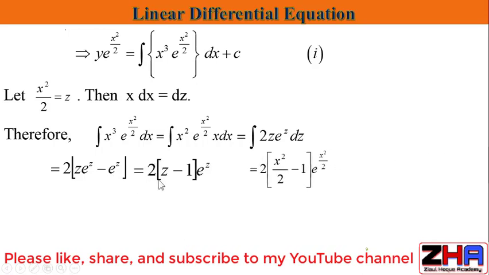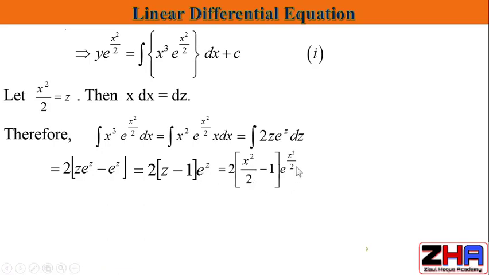equal to 2 into (z minus 1) e raised to the power z, equal to 2 into (x square by 2 minus 1), because z is equal to x square by 2. By substituting this value in place of z, we have 2 into (x square by 2 minus 1) e raised to the power x square by 2.